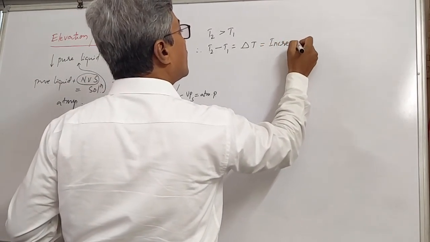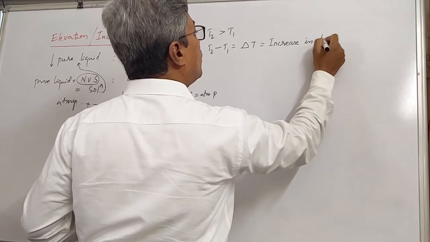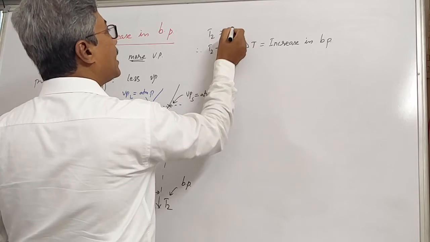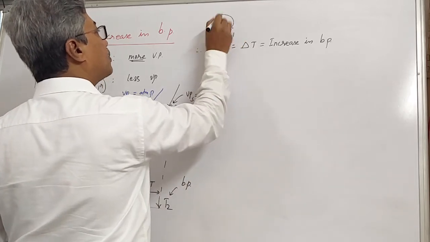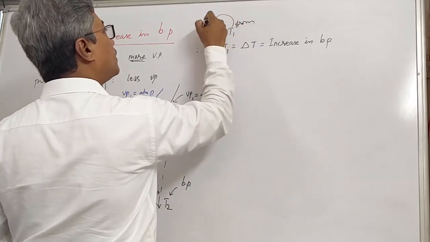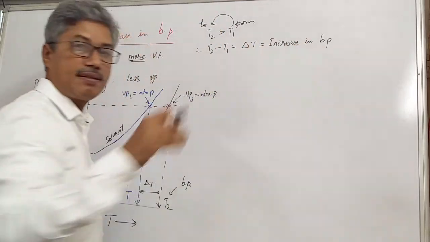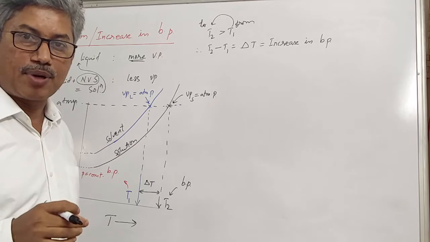This is called the increase in boiling point. Boiling point is increased from T1 to T2. This difference is called the increase in the boiling point.